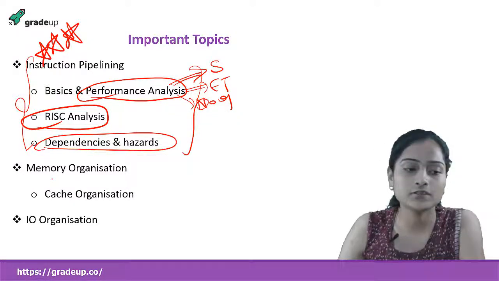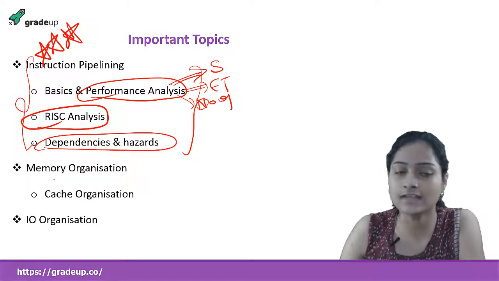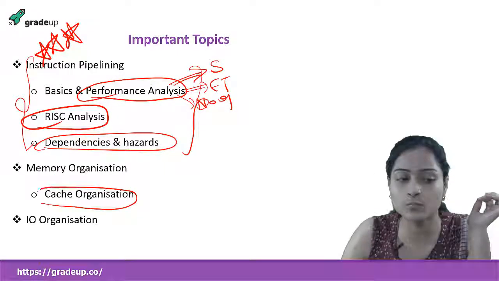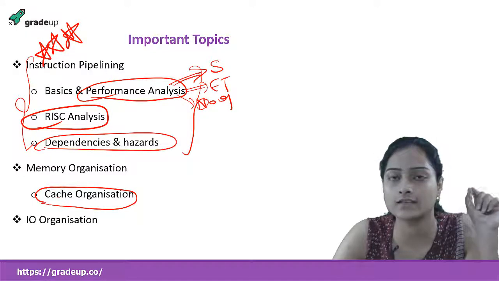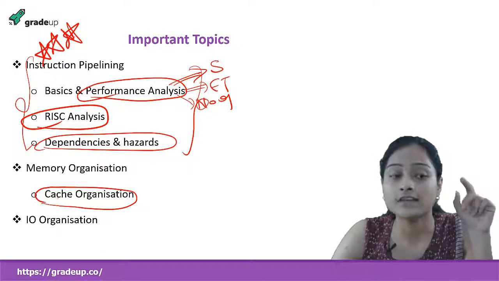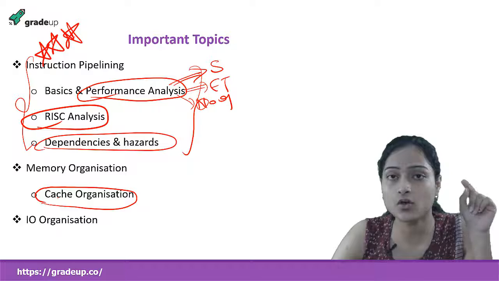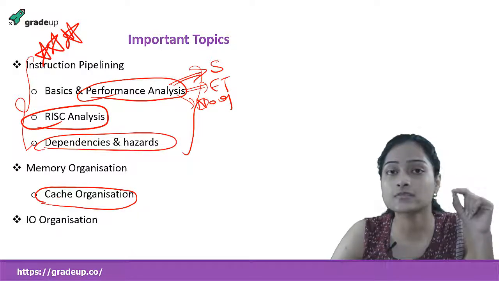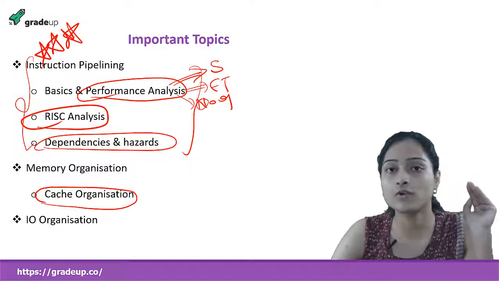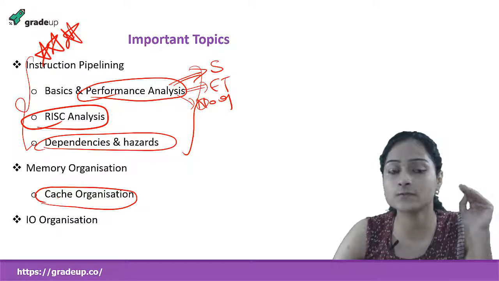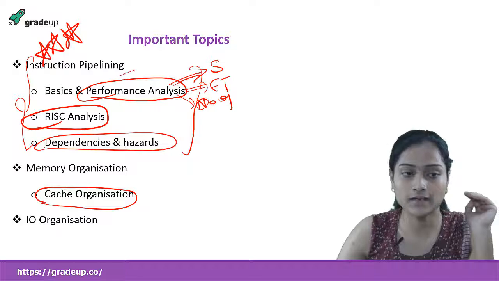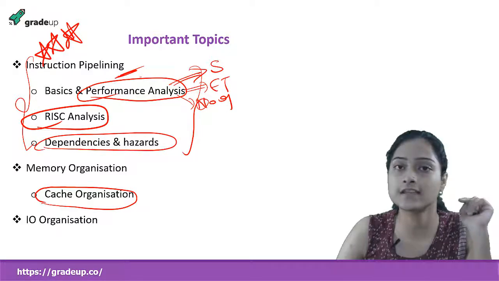Okay, the next topic which we discussed was memory organization, and in memory organization, I can say the most important topic is cache organization. You have clearly seen when I discussed cache organization and previous year questions, 4 questions I discussed from the 2017 paper. You can see the frequency of questions which has been asked from this particular topic. Also, while discussing instruction pipelining, we have seen a lot of questions in recent years.